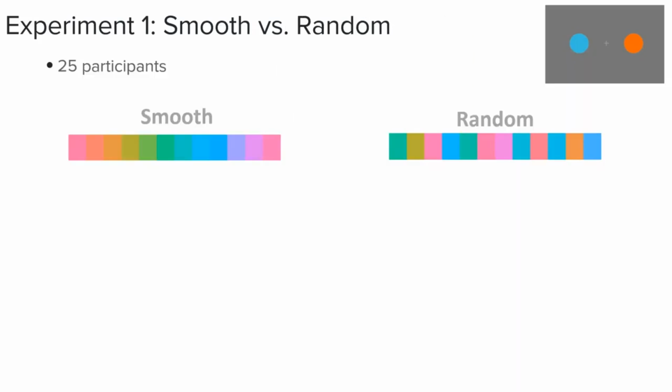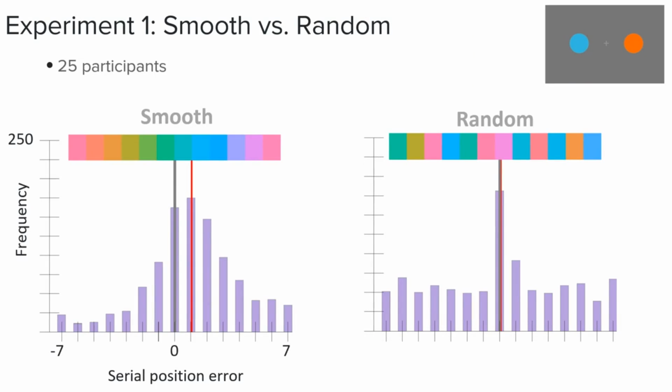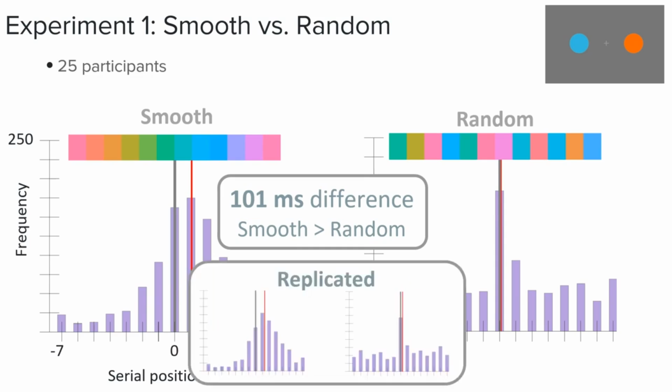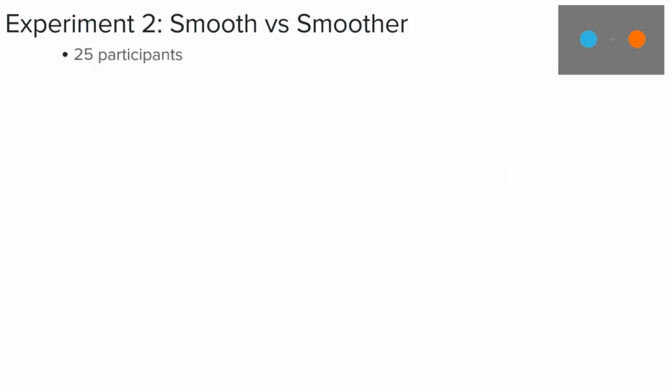Here are the results for experiment 1. So critically, what we're comparing here is the difference between the average selection latency and the time of the cue in both conditions. And what we find is that selection is delayed by over 100 milliseconds in the smooth condition compared to the random condition. And this was replicated in a second sample as well. So if our argument is that smooth feature change increases the selection latency, then by extension, if we increase the smoothness, we should see an increase in selection latency.